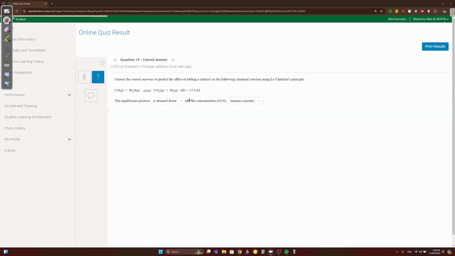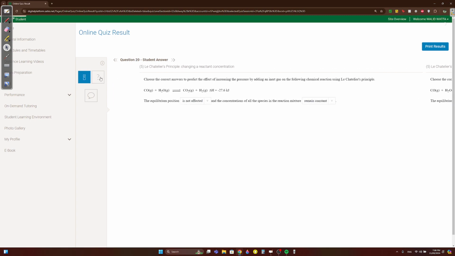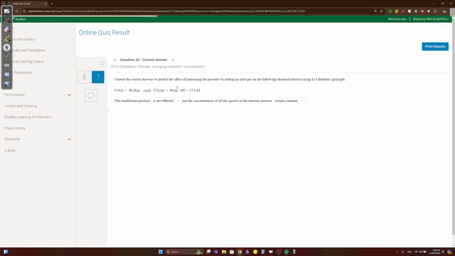Question 19. If you add an inert gas, a noble gas, we know inert gases don't react. Okay, so simple, easy as that. Since noble gases don't react, inert gases don't react, the equilibrium position is not affected. That's it. Everything remains constant. It's as if you didn't even add anything.